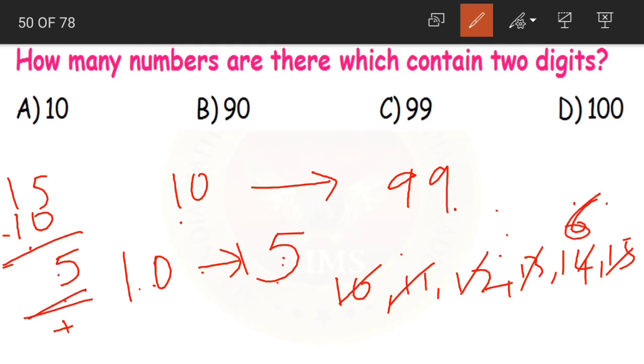So whatever the difference is, when I add 1 to it, I will get the total numbers from 10 till 15. Understood? From 10 till 15, if I subtract, the answer will be 5. But when I add 1 to it, then I will get the total numbers from 10 till 15, that is equal to 6.